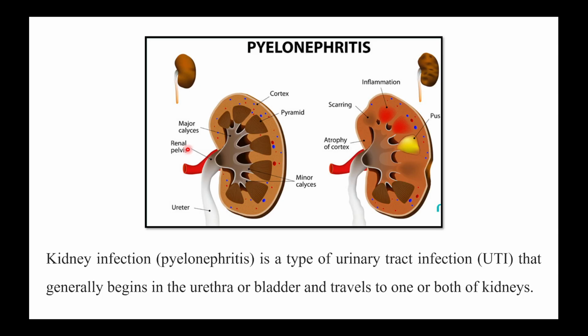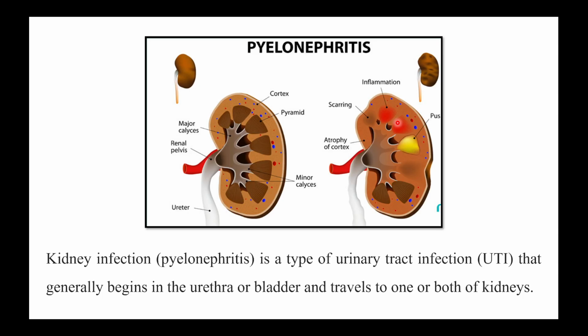Now you have two kidneys, so it can infect either one or both kidneys, and it causes inflammation in the medulla region of the kidney. So this is how a healthy kidney will look. Once the bacteria infects the kidney, you will have inflammation and scarring in the medulla, and eventually pus gets filled in the kidney, and that pus will have these bacterial cells. And eventually your kidney will stop functioning properly.